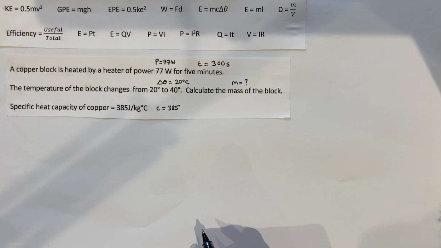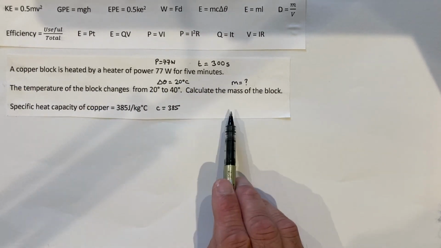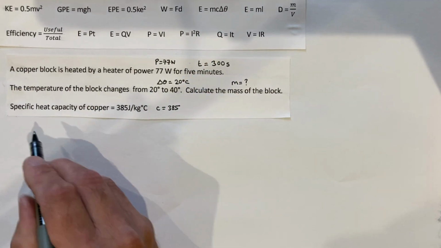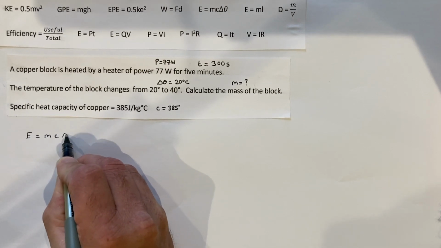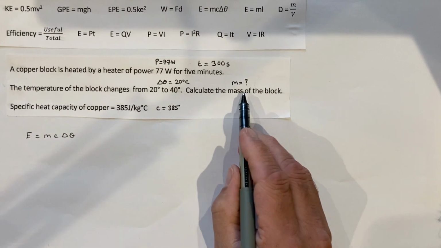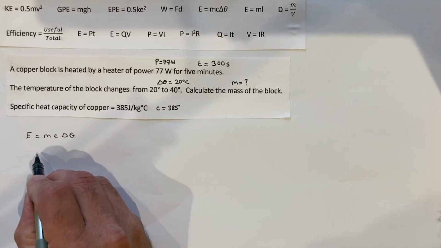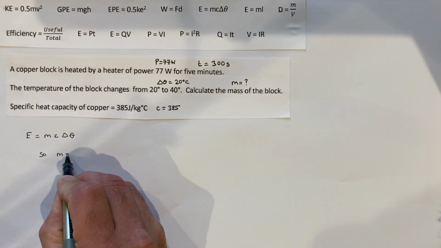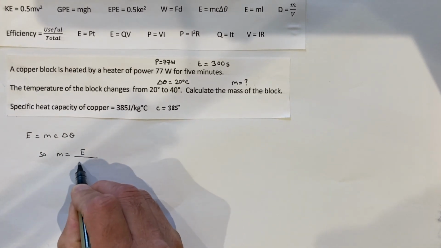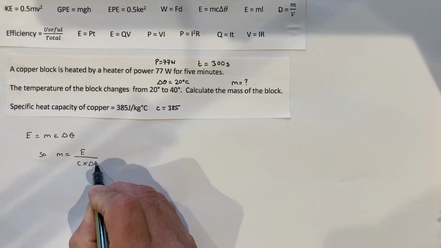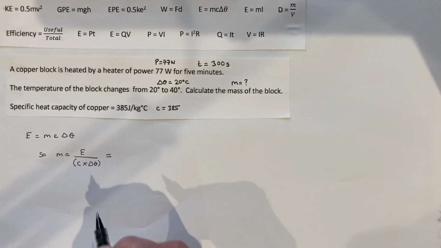What I'm going to do first of all is work out the mass. So what equation links mass and these? Well, it is this equation here: energy equals mass times specific heat capacity times the temperature rise. Now I need to work out the mass, so I'm going to rearrange the equation first for mass. So mass is equal to energy divided by specific heat capacity times the temperature rise. You can use a triangle if you need to. I'm then going to carry on by putting in the things I know.